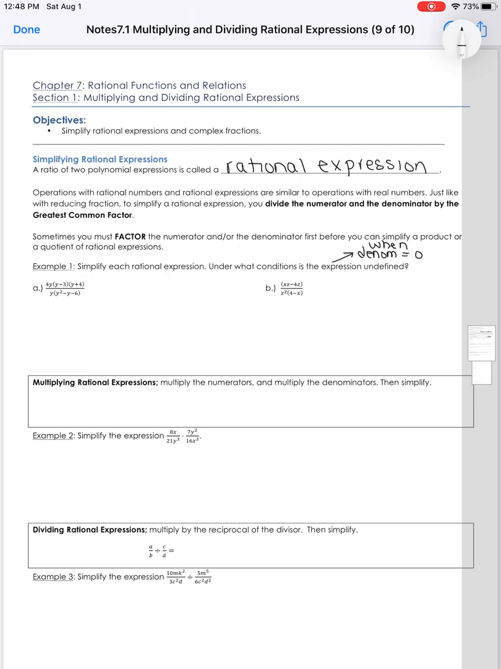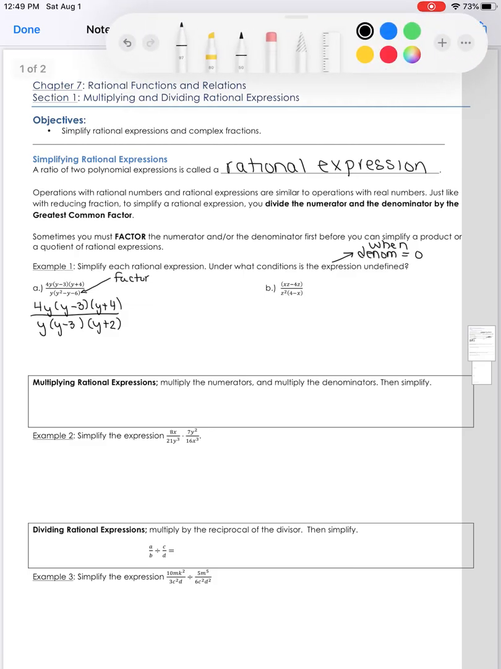First thing you want to do is make sure everything is completely factored. The numerator is done for us. We're good. Can't break any of that down further. The denominator, the y, is fine, but this trinomial you need to factor. We are looking for two numbers that multiply to get -6 and add to get -1. That would be a -3 and a +2. And that is what that expression would look like, completely factored.